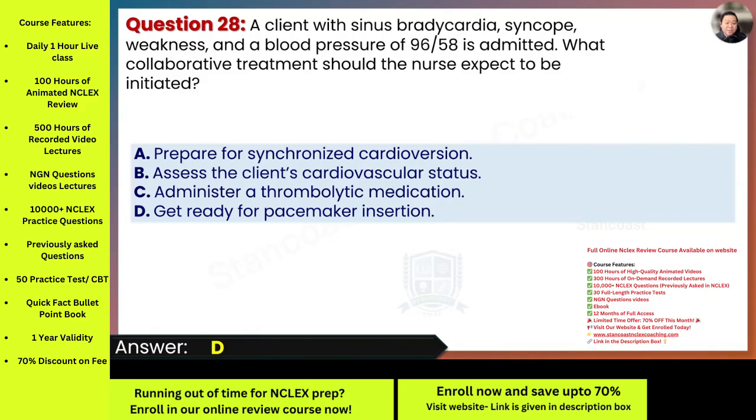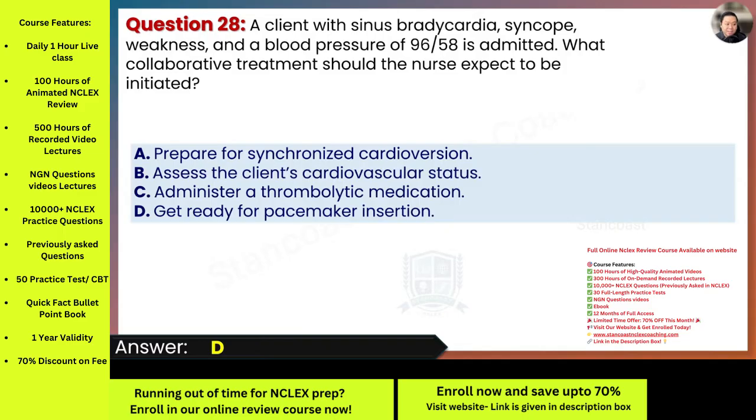And your role here as the nurse is to prepare the client for this procedure, make sure that you secure the consent, set up the necessary lines, run the lab tests, and also collaborate with the cardiologist. Now, why is letter A incorrect? This is synchronized cardioversion. This is not the right choice because this is meant for fast heart rhythms like AFib or ventricular tachycardia, but not slow ones like sinus bradycardia. And since this is a slow rhythm, applying synchronized cardioversion would be harmful to the client.